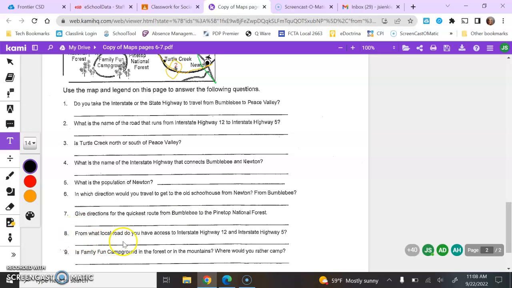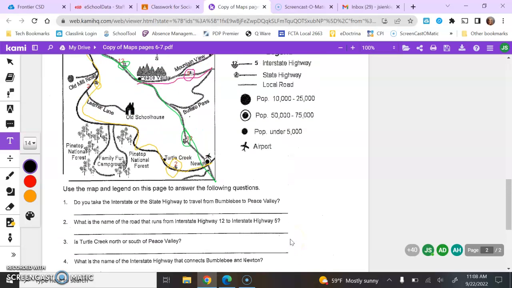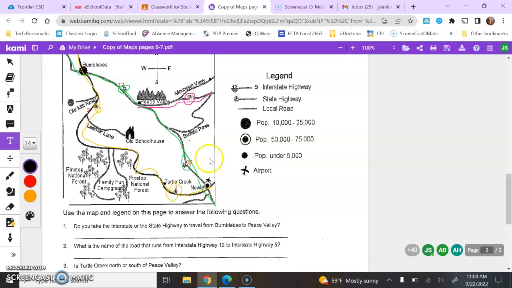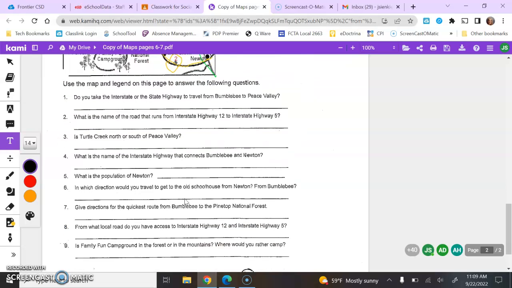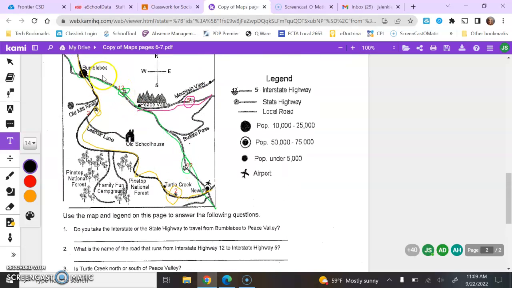Number 8, from what local road do you have access to Interstate Highway 12 and Interstate Highway 5? So what local road gives you access to Interstate 5 and the state highway? Is that what that said? Let me double check. Nope. From Interstate 12 and Interstate 5. What local road? Okay. This is 5. And this is 12.